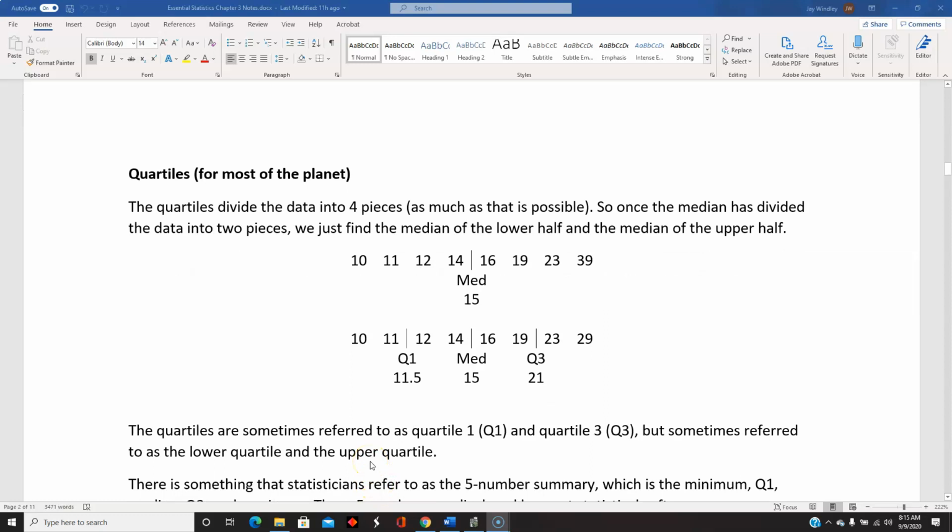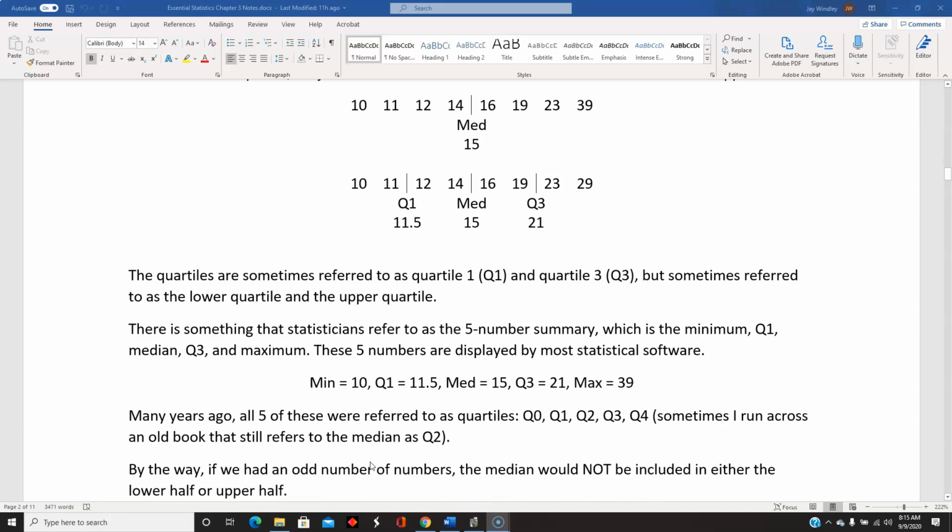And these are sometimes called Quartile 1 and Quartile 3. Sometimes they're also referred to as the upper quartile, lower quartile. And then there's 2 other important numbers in the data set, which would be the minimum at 10 and the maximum at 29. And that would give us a total of 5 numbers, which statisticians often refer to as the 5-number summary: minimum, Quartile 1, median, Quartile 3, maximum. So any kind of statistical software is going to spit out those 5 numbers.